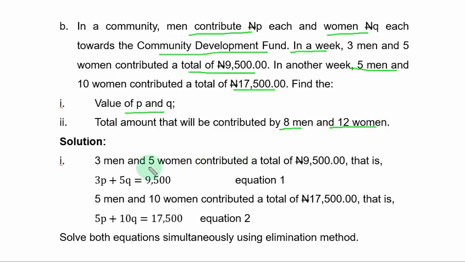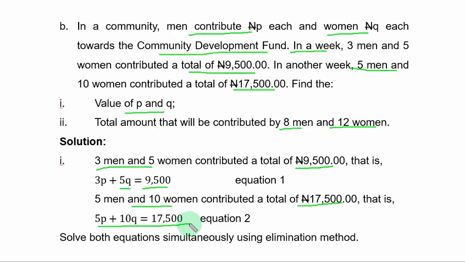Solution. From the first paragraph, 3 men and 5 women contributed a total of 9,500. The men, they contribute P naira each. It means 3 men contribute 3P. The women contribute Q naira each. It means 5 women, they contribute 5Q, and the sum of their contribution is 9,500 naira. You call that equation 1. From the second statement, 5 men and 10 women contributed a total of 17,500 naira. That simplifies to equation 2.